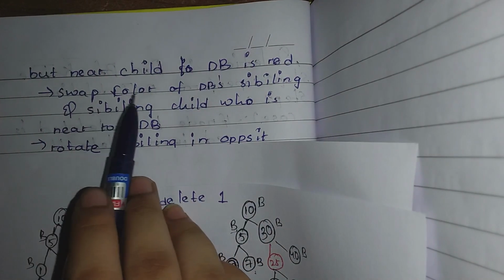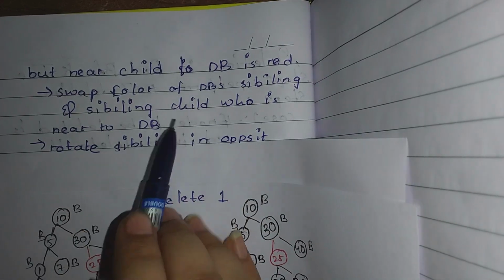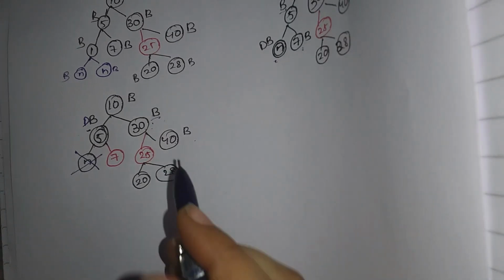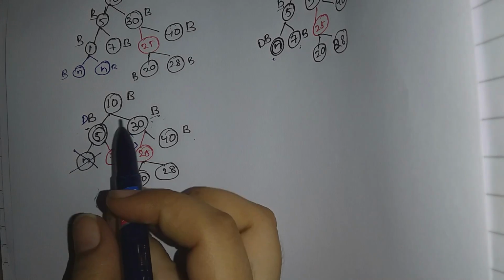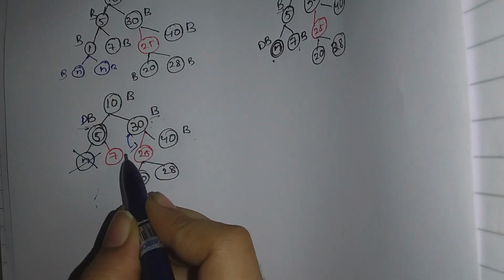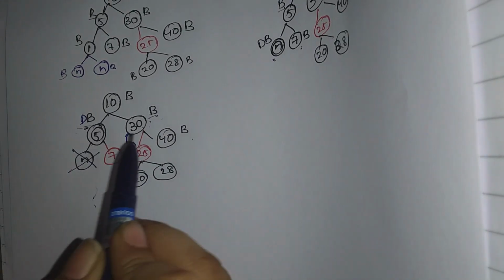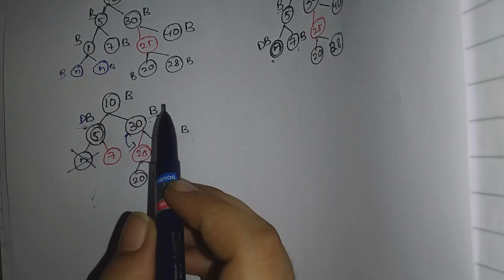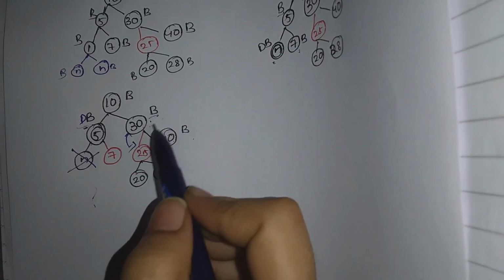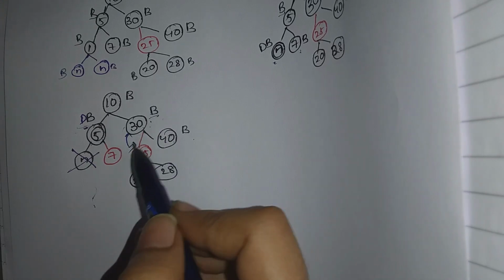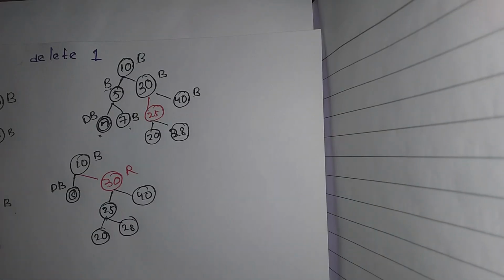Swap the colors of DB's sibling and DB's sibling's child which is near to DB. Now we need to give this double black to the red color. So it is the near one, so we need to ask the parent, so we need to ask DB's sibling. We need to consider the DB's sibling's opinion. So after considering that, we have to change the values of both the DB's sibling and the DB's sibling's element which is near to DB. Now the color swapping takes place.